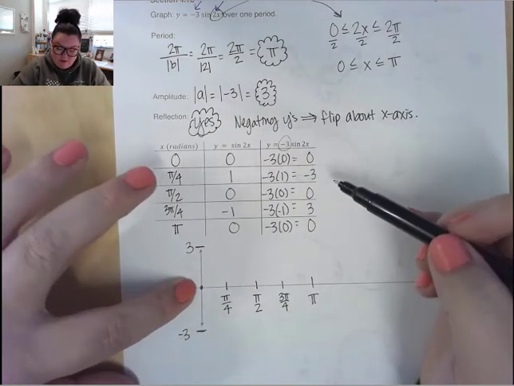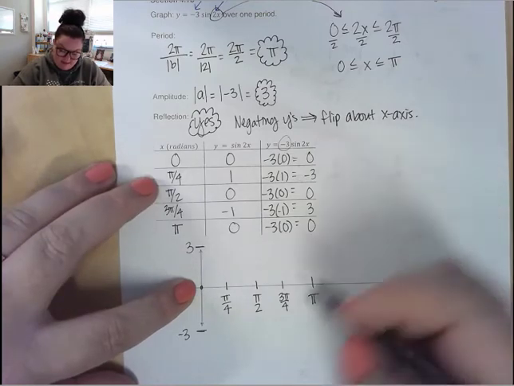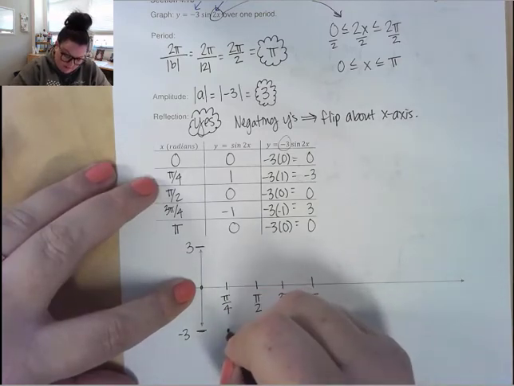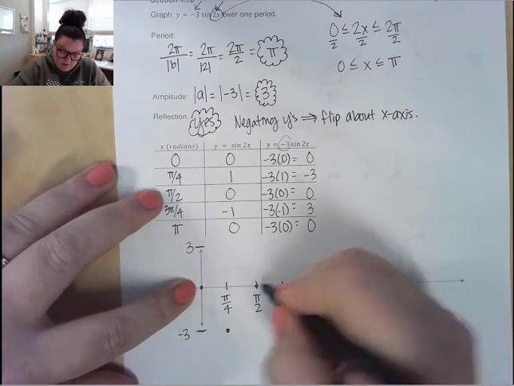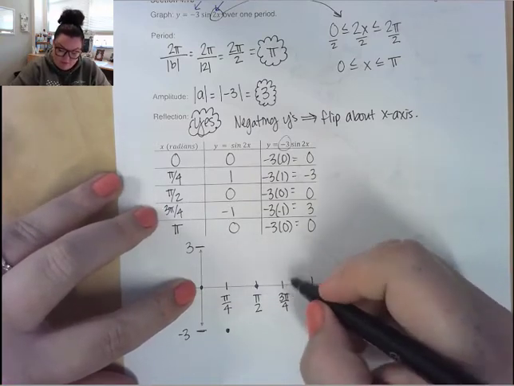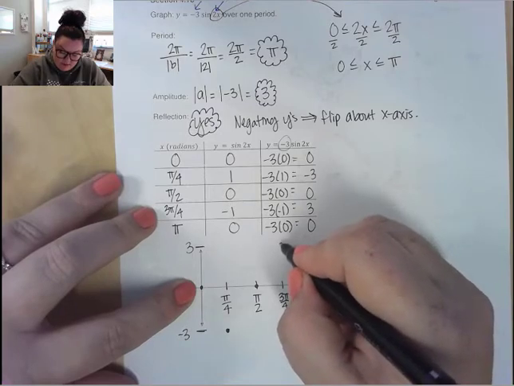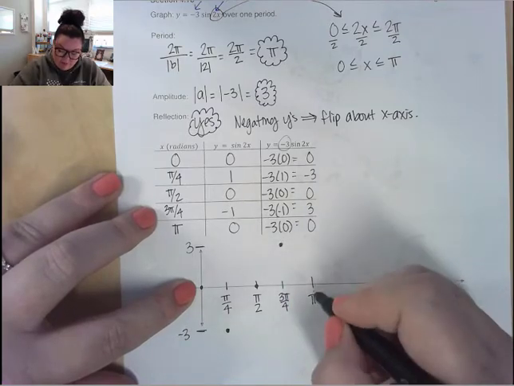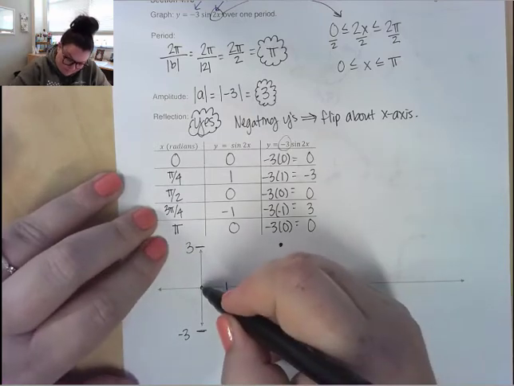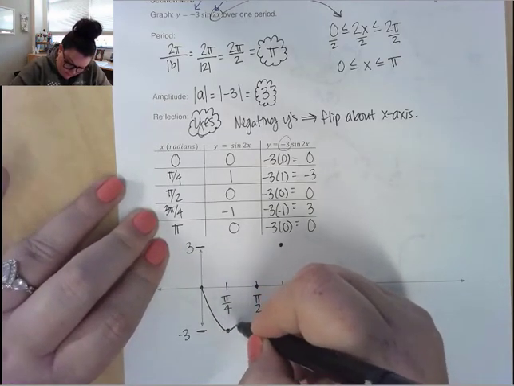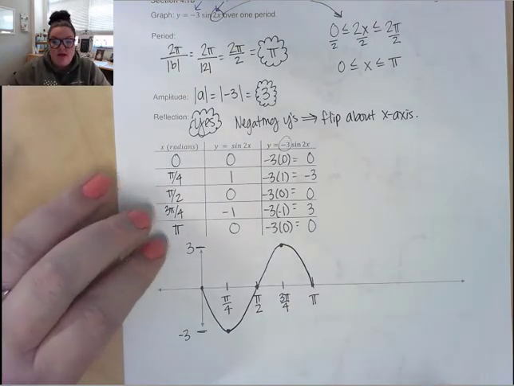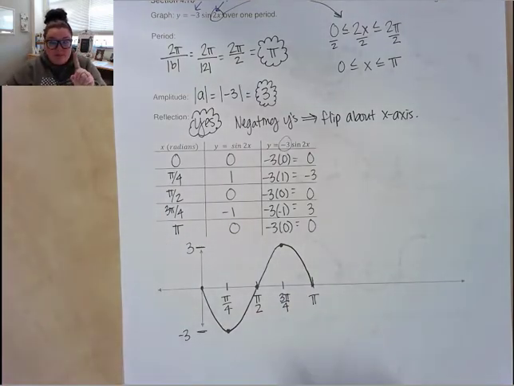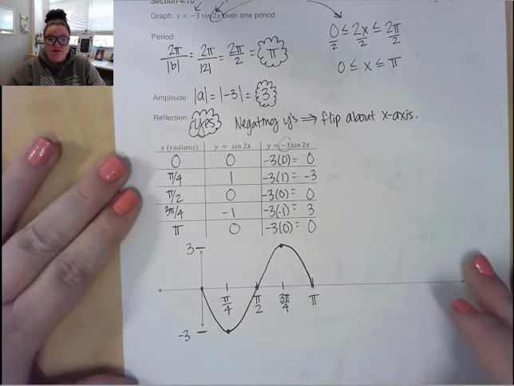And then we go to pi over 4 down at -3, pi over 2 back up at 0, 3 pi over 4 back up at +3, and pi we're back down at 0. So this one should look something like this. Okay, and it said to graph it over 1 period length, so I don't have to extend it. And then I just want to double check that everything's right.